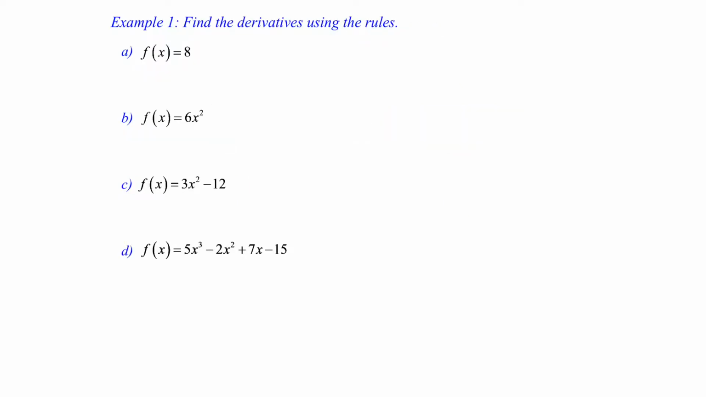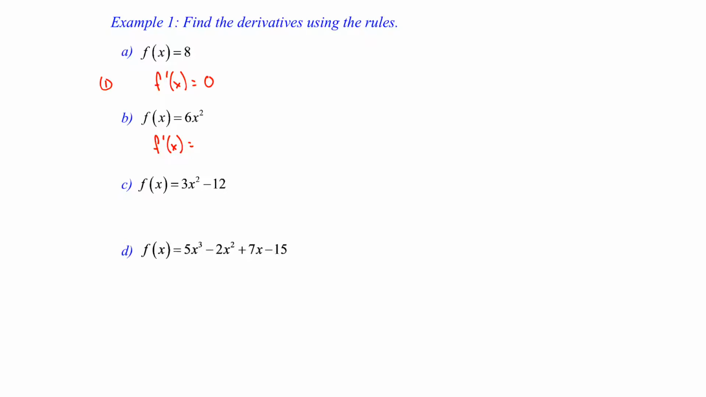Alright, example 1a. Find the derivative using the rules. F of x equals 8. Once again, we don't have to write the limit anymore because we're going to use the rules to answer these questions. This is rule number 1. If it's a constant, the derivative, or the slope, is equal to 0. For B, I can write down which rules I'm using, if that's helpful. So this is rule number 1.